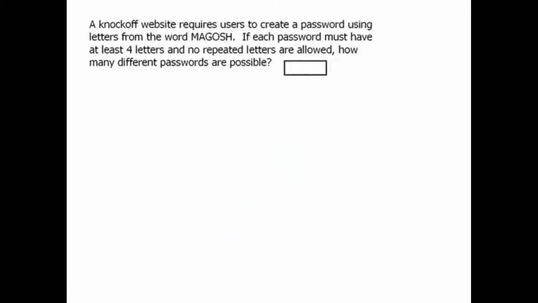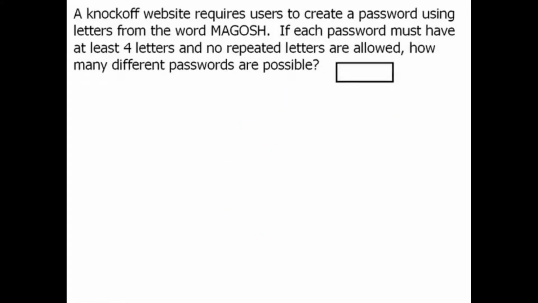Alright, our goal is to determine how many different passwords can be created using the letters in this word. Now to solve this question, we need to consider 3 cases. We need to look at 4-letter passwords, 5-letter passwords, and 6-letter passwords. Let's begin with 4-letter passwords. How many different 4-letter passwords are possible?